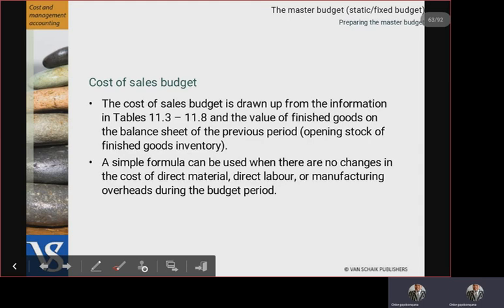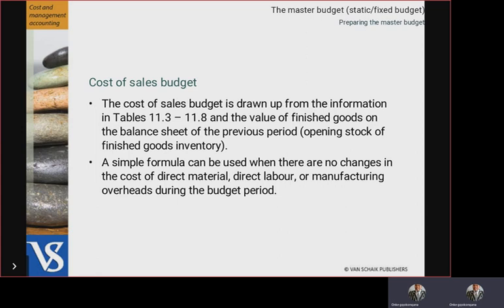Then you can develop the cost of sales budget, where they say the cost of sales budget is drawn up from the information in tables 11.3 to 11.8, and the value of finished goods on the balance sheet of the previous period, that is the opening stock of finished goods inventory. A simple formula can be used when there are no changes in the cost of direct material, direct labor, or manufacturing overheads budget.